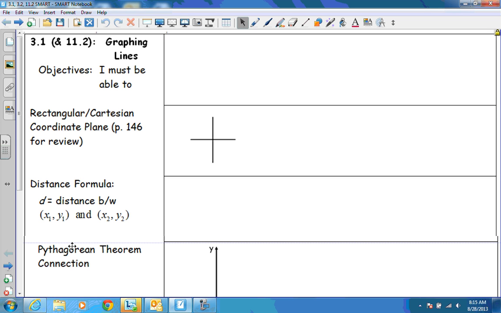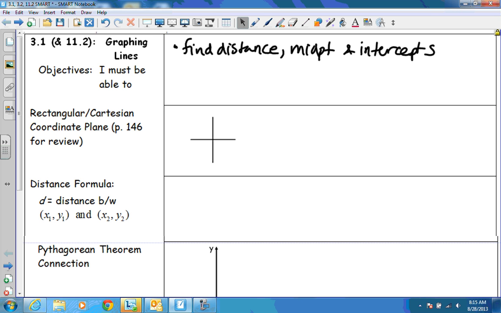Today's objectives are we're going to find distance, midpoint, and intercepts. And we're going to graph with intercepts and vertical and horizontal lines.